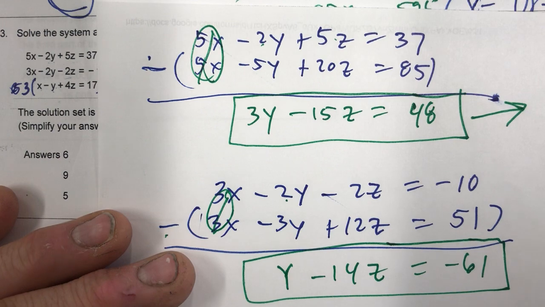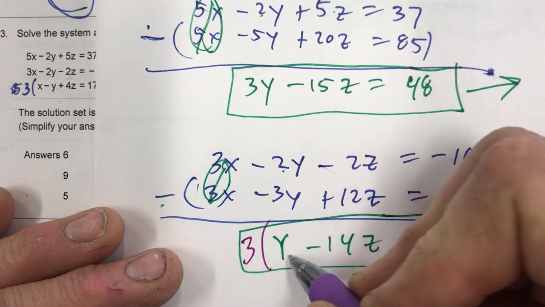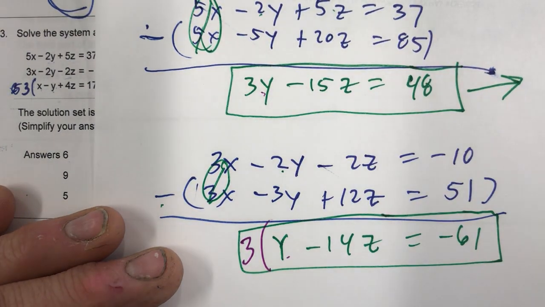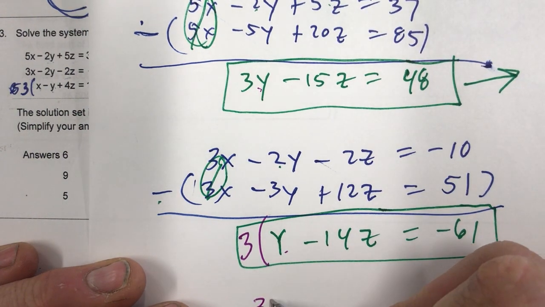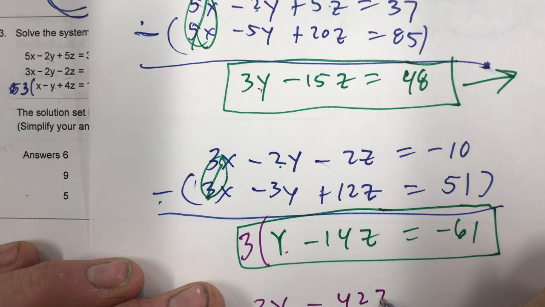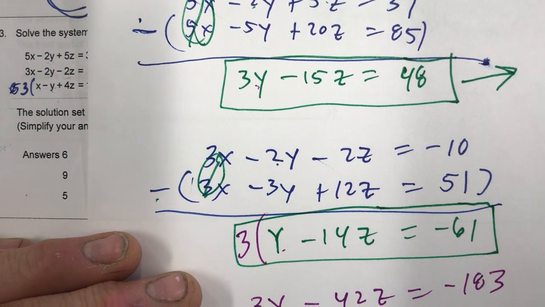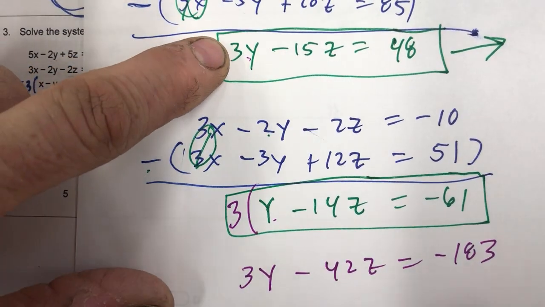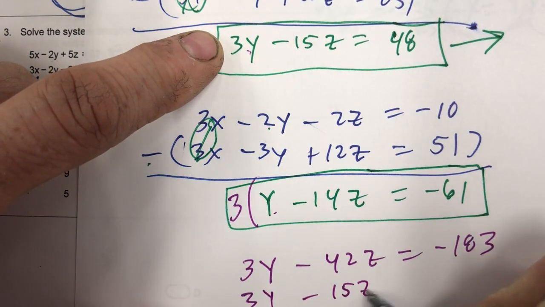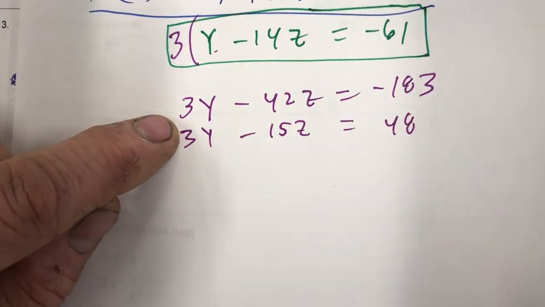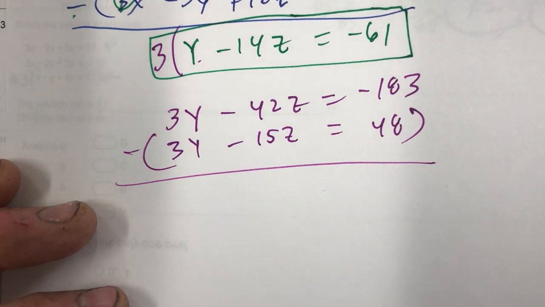So I think what I'm going to do here, as I have these down, I'm just going to do this times 3, so that way these will match. And so that gives me 3y minus 42z equals, and then that's negative 183. Okay, when I do 3 times all that one, and now I'll write this one down here below. Okay, 3y minus 15z equals 48. And there you go. Now I can subtract these, and then that should solve my variables for me.